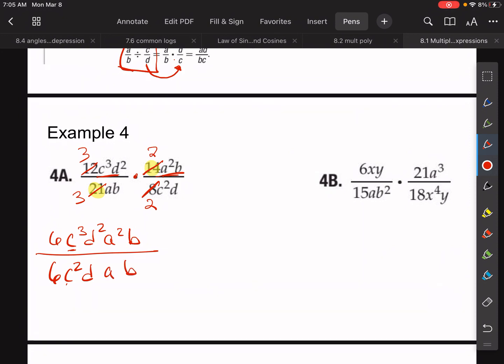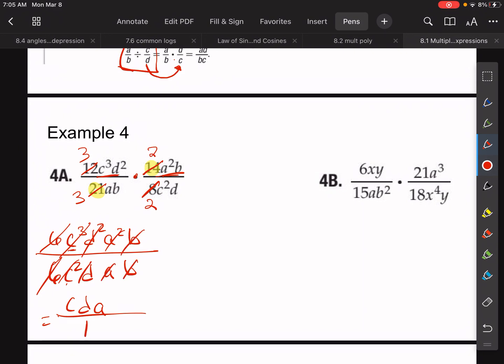And now let's just, if there's anything in common, we're going to get rid of it. So that 6 and 6, that just becomes a 1. C to the third over c squared just becomes c in the numerator. D squared over d just becomes d in the numerator. A squared over a just becomes a in the numerator. And then b over b is just 1.